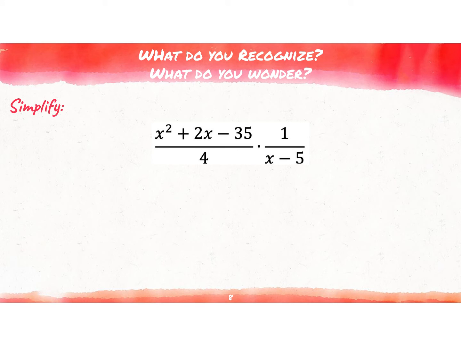What do you recognize? What do you wonder? I wonder if that will factor and make a prediction. What do you think's probably in the factors? x minus 5. Because there's one on the bottom. And it'll probably want to cancel. Is it a guarantee? No.